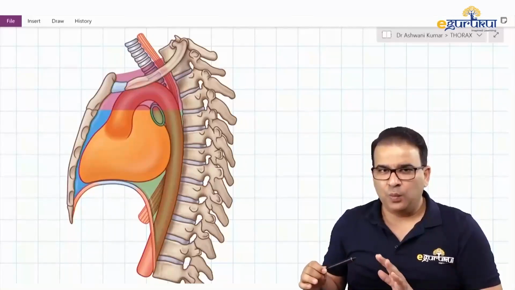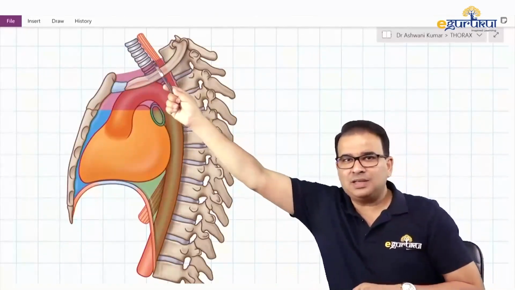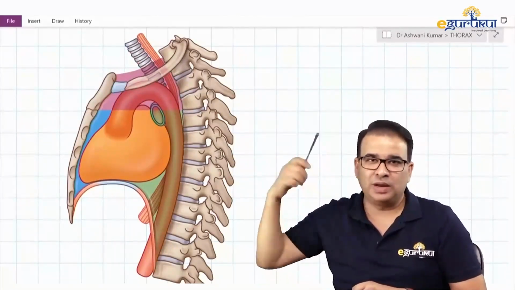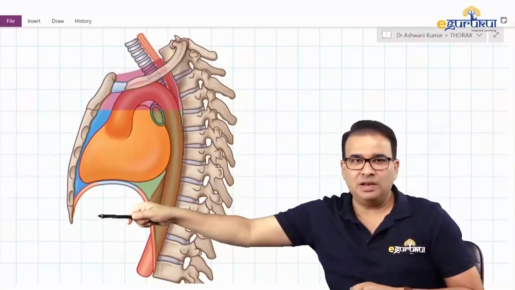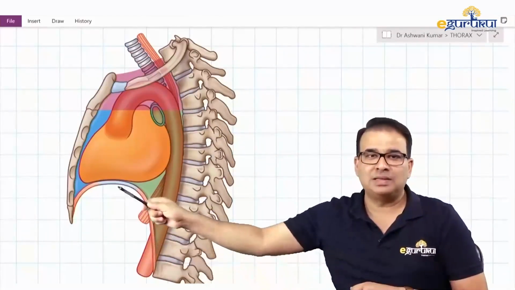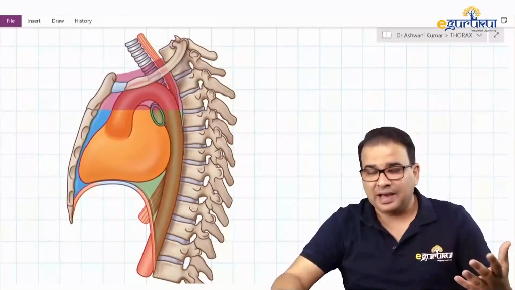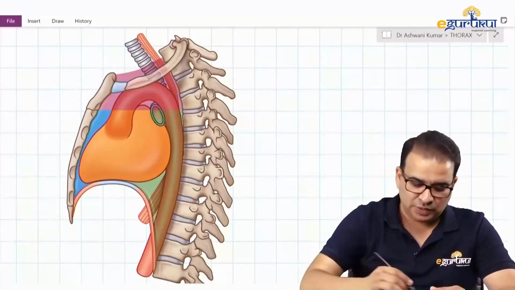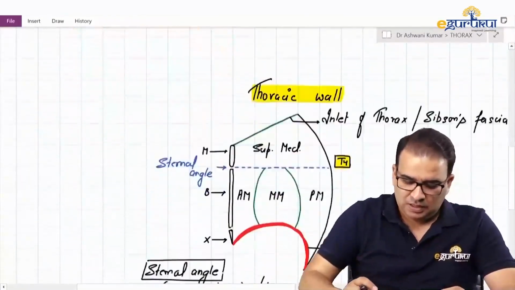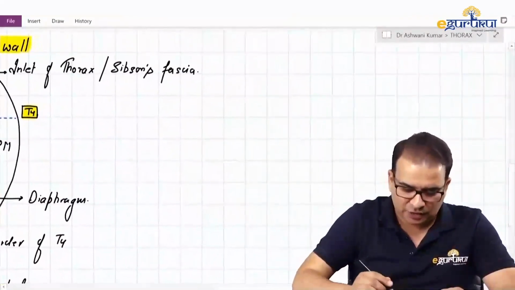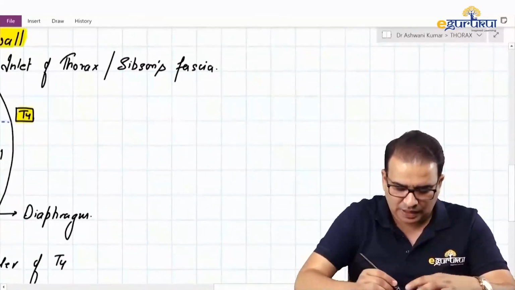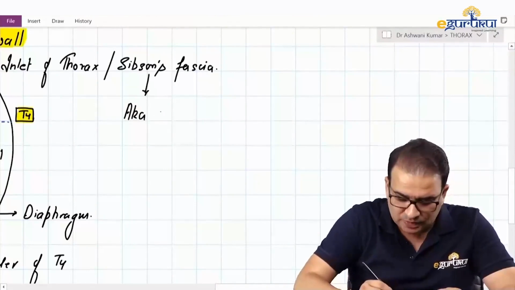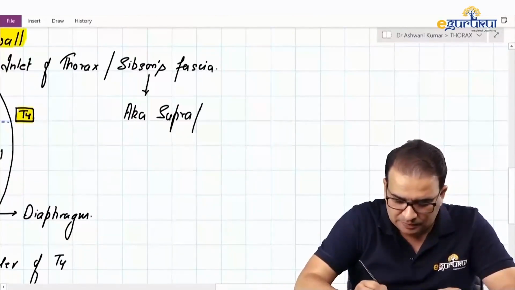So now we're going to talk about, one, the inlet of the thorax, from where the structures of the neck will go into the thorax, or thoracic structures go into the neck from here. And then we will talk in detail about this very, very important topic, that is the diaphragm. How it is attached, what are the openings in the diaphragm, what structures are passing through it. So there we go. The inlet of the thorax, which we said can also be called the Sibson's fascia. It is also known as the suprapleural membrane.